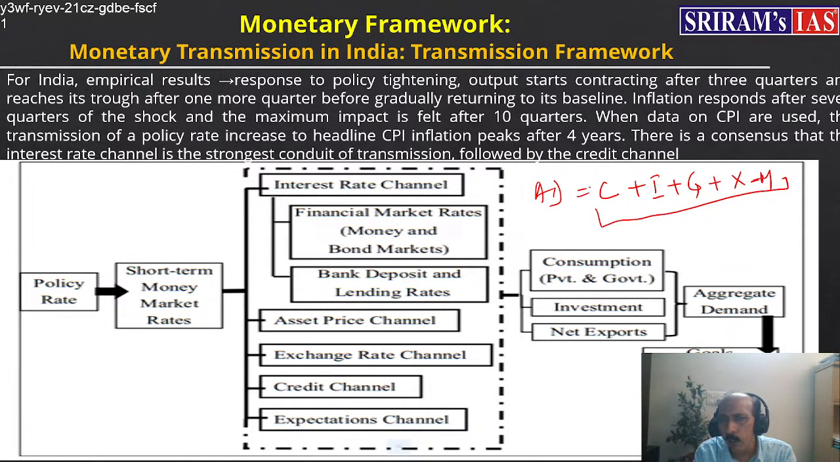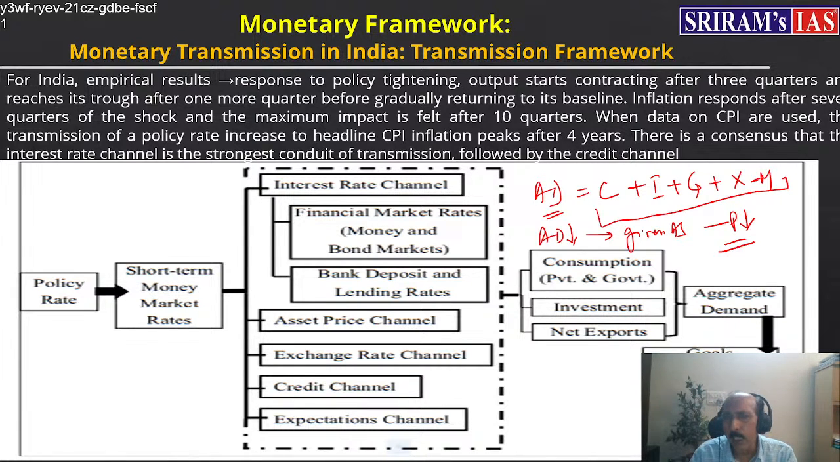And we have to influence these variables through the policy rate. If these change, then aggregate demand will change. And if aggregate demand falls because of change in policy rate, and given the aggregate supply, given AS, then the price is likely to fall. And this is the target of the monetary policy.